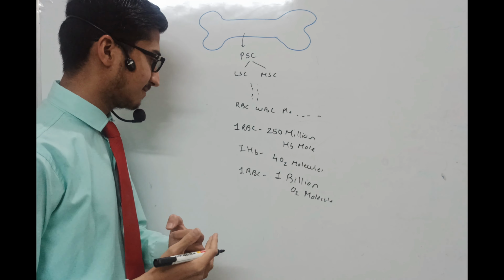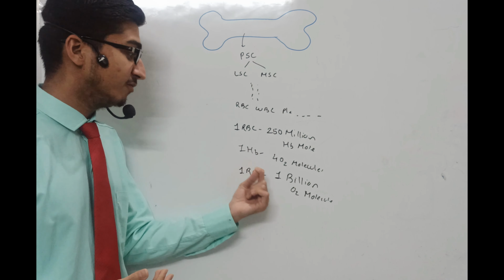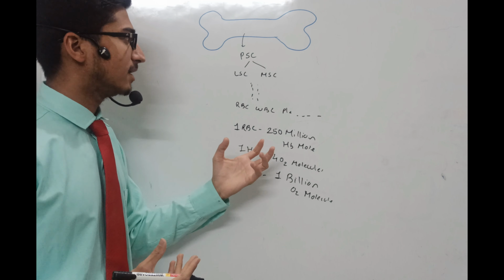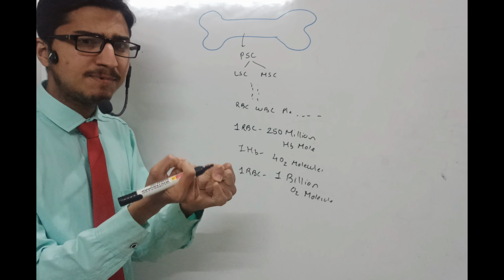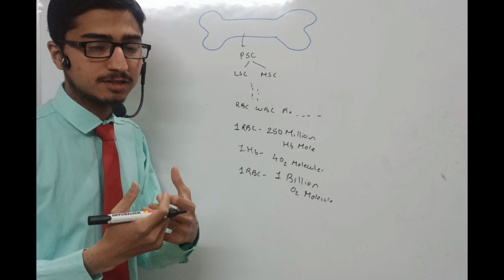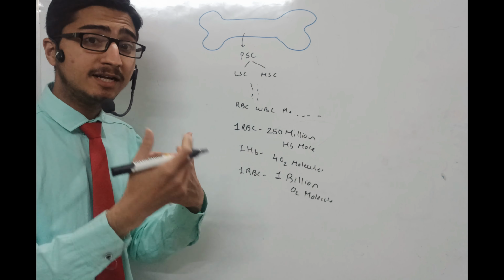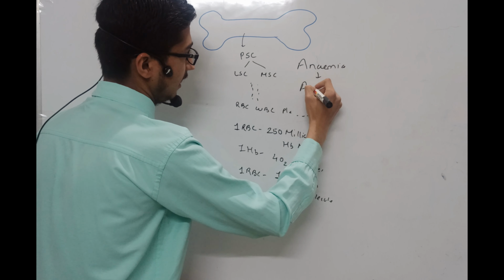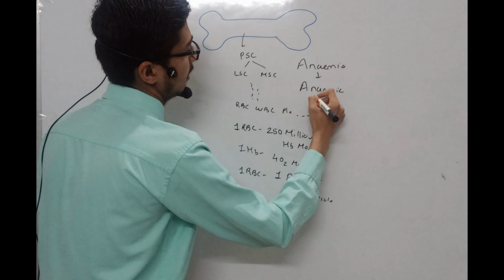Now think about it. If one RBC carries 1 billion oxygen molecules, what happens in anemia? In anemia there is a decreased capacity of RBCs to carry oxygen to the tissue, which will ultimately lead to hypoxemia, and this hypoxemia will lead to hypoxia, and the main cause is nothing but anemia. So we named it anemic hypoxia.